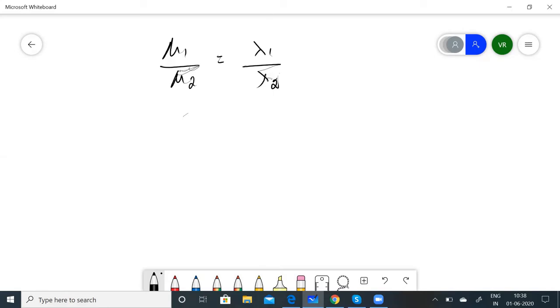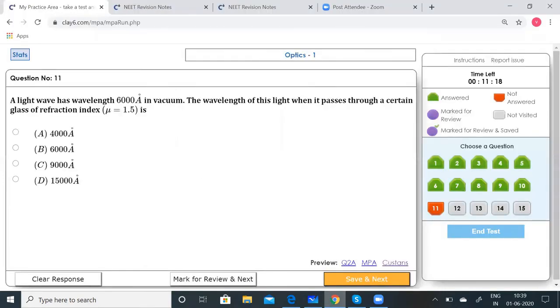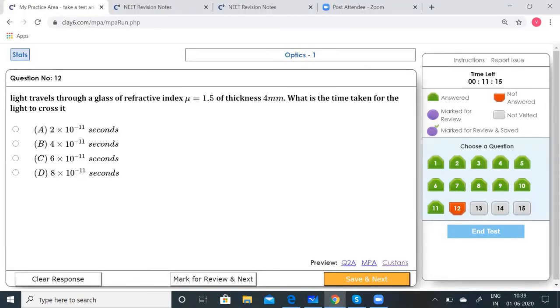So having known all the values, just substitute. You know, refractive index in air is now going to be 1 and this is given as 1.5 is equal to lambda 2 divided by 6,000. So therefore, lambda 2 is equal to 6,000 divided by 1.5. So that gives you 4,000 angstrom. So let's see which option is correct. Option A is correct. Click that, go to the next.